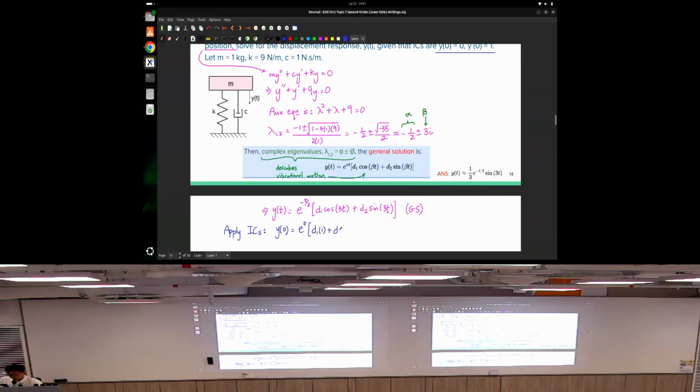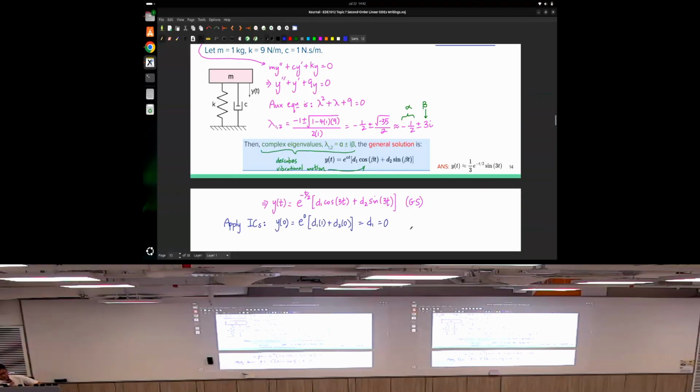Plus d2 times 0, because sine 0 is 0, right? So therefore, you're going to get d1 times 1, d1, then times e to the power of 0, which is 1. So you get d1, and that will be equivalent to 0. So there is no d1. If there is no d1, that means the solution simplifies to only one term: y of t equals e to the minus t over 2 times d2 sine 3t.